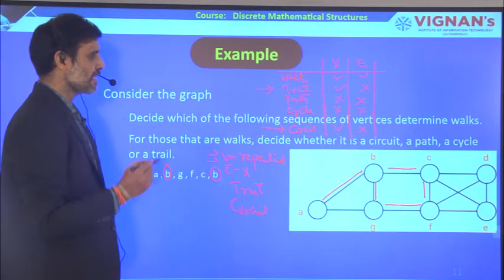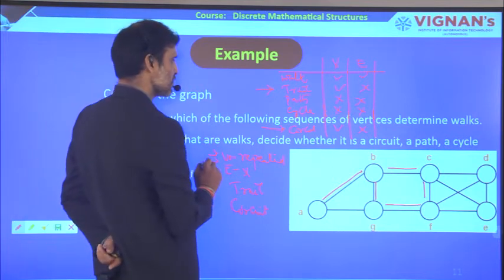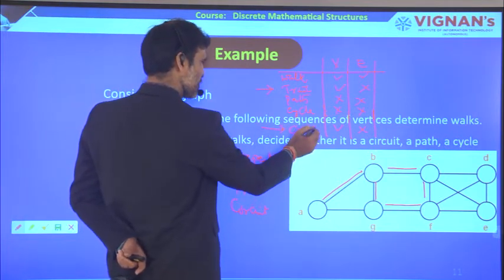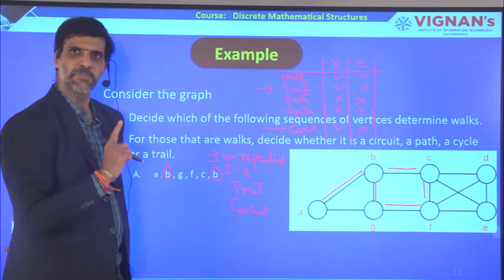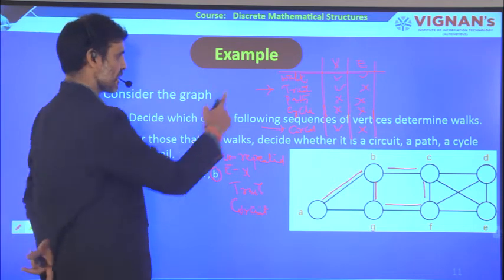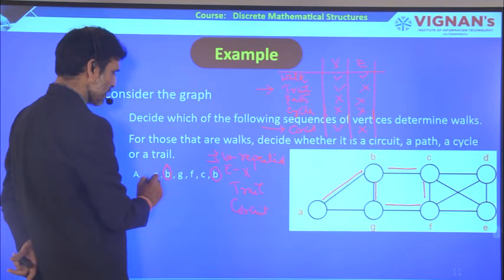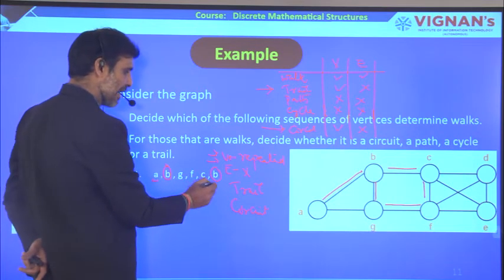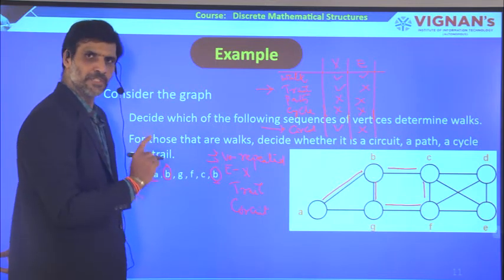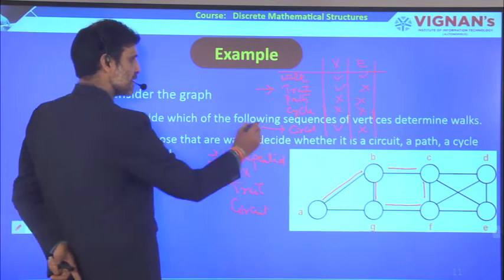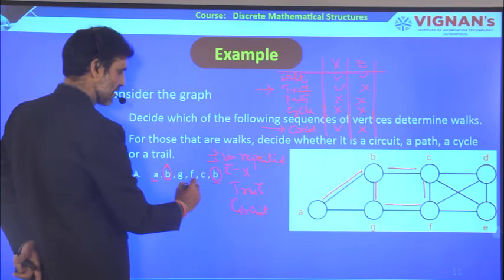How do we decide whether it is a trial or a circuit? To decide that, you need to check according to the definition of a circuit: the starting vertex and the end vertex must be the same for a circuit. For a trial, there is no such need. So here the start vertex is A and the end vertex is B. That means start and end vertices are not the same. It means that it is not a circuit. Therefore, it is a trial. That's the first one, a trial.